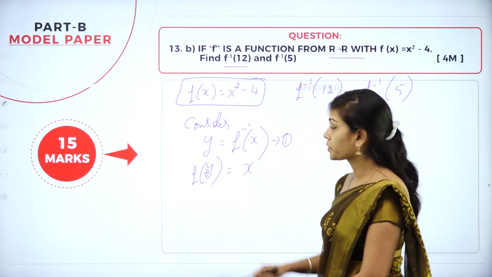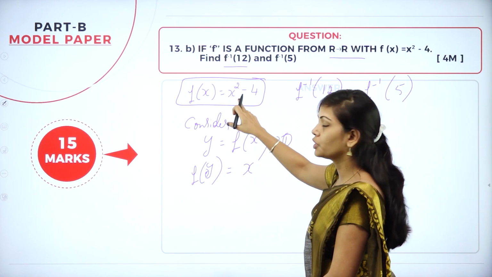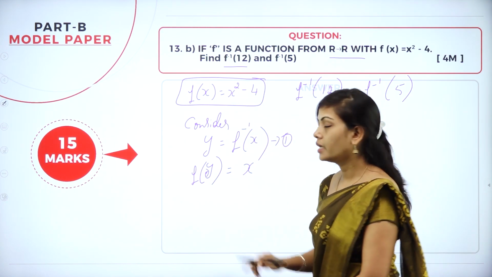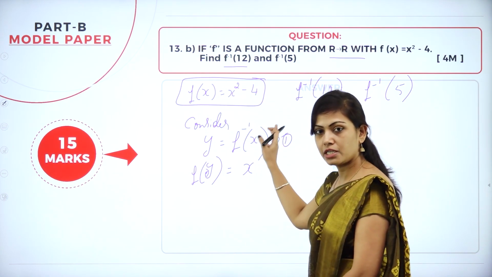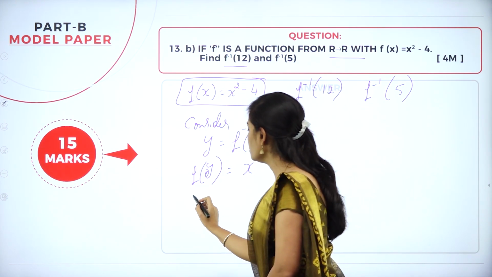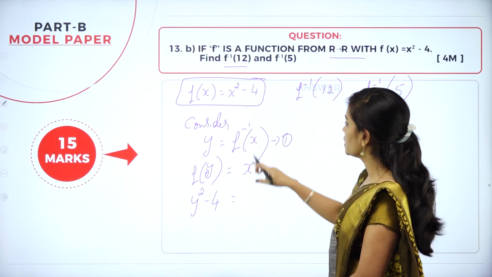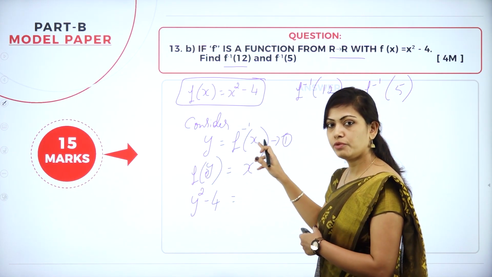Now, if f of x is equal to x square minus 4, what about this f of y? f of x is equal to x square minus 4, so f of y is equal to y square minus 4. Understand the logic? So consider y is equal to f inverse x.